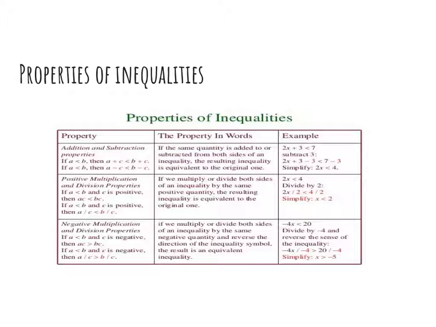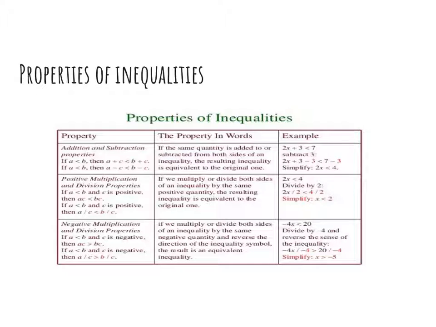Where it becomes different is when we multiply or divide. It breaks it up into positive and negative. If I have a positive number that I'm going to multiply or divide both sides by, then it's just like with the equations where I multiply both sides and then nothing else happens. So if I have 2x is less than 4, I can divide both sides by a positive 2 and get x is less than 2.